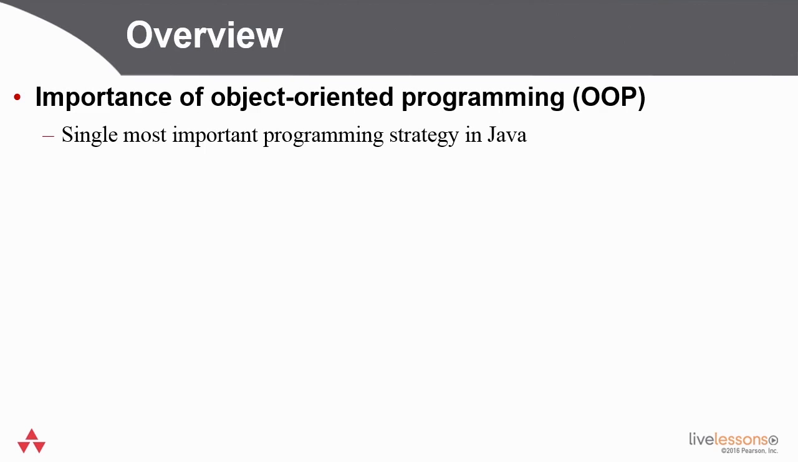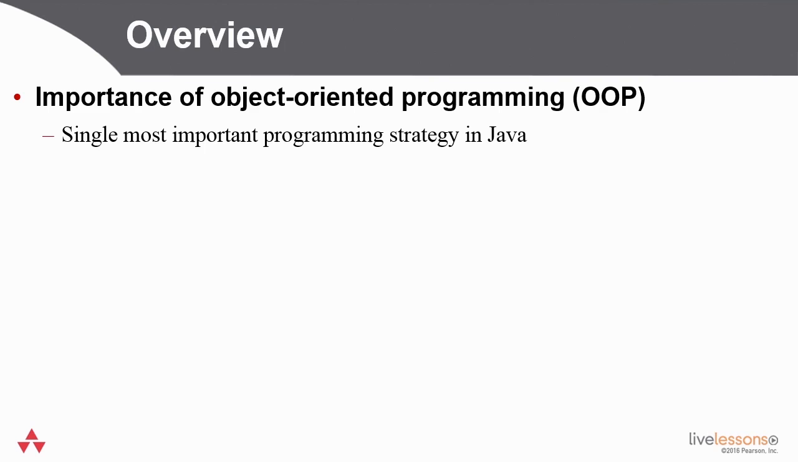Object-oriented programming is the core programming strategy in Java. Now, as of Java 8, there's also functional programming, and functional programming, as we will see, is quite important. But nevertheless, object-oriented programming, or OOP, has been and always will be the core of Java. So, if you are new to OOP, then this lesson and the next one are by far the most important lessons in the entire video series.